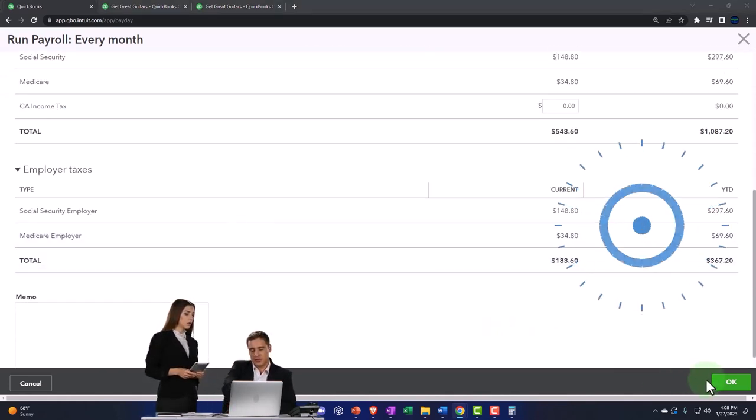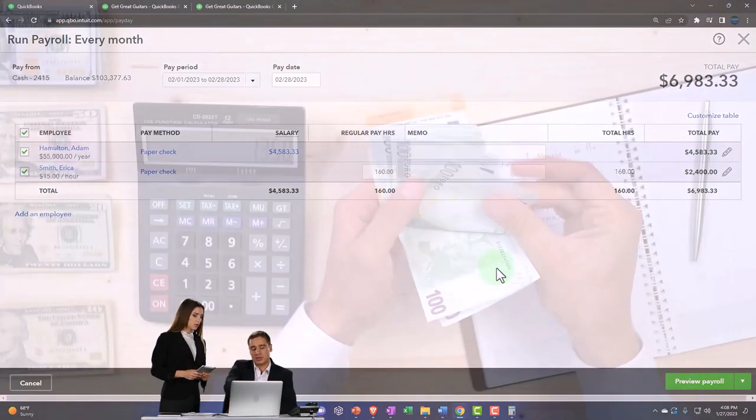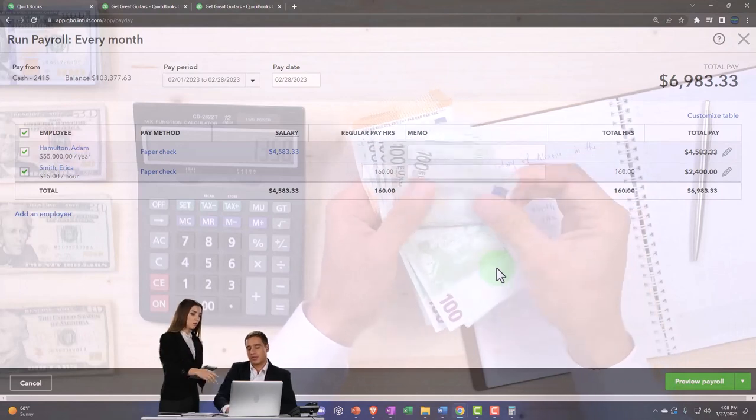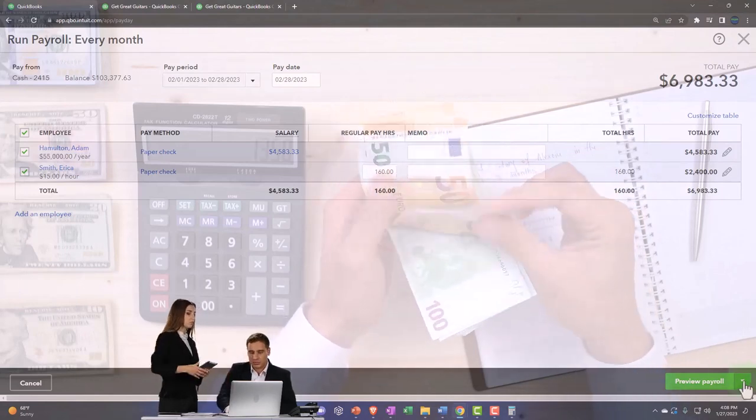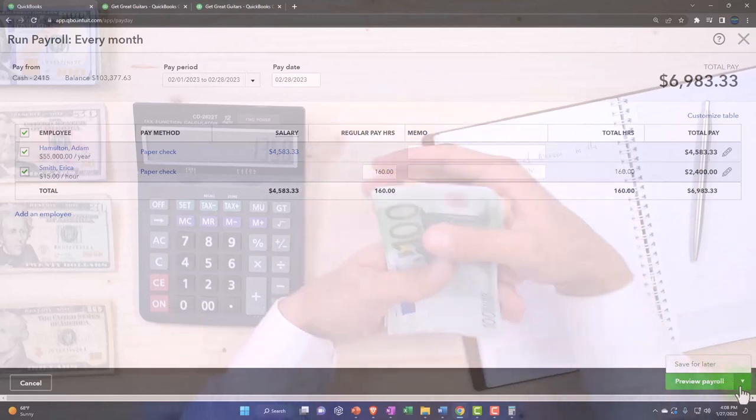And remember, payroll is one of those things you want to measure twice and cut once. You don't want to have to reprocess payroll generally, because it's a pain to do that. You have to delete the paychecks generally to do that and run it again. So you could save it for later if you needed to go to coffee before processing.